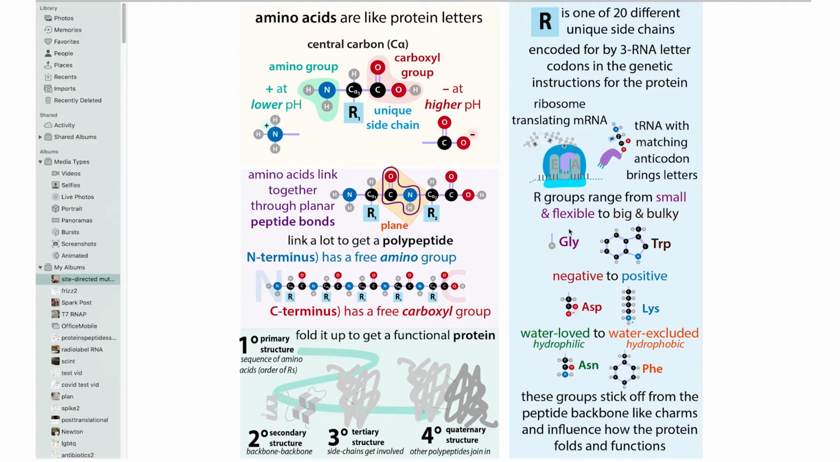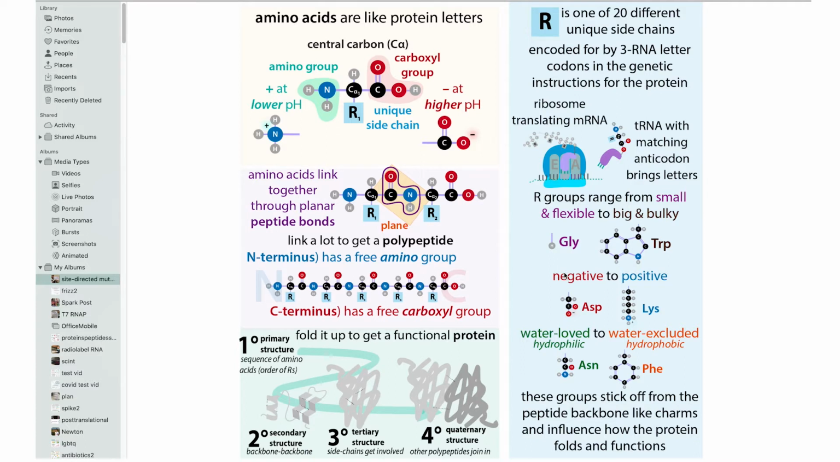Amino acids have a bunch of different properties. They have this generic backbone, and then they have these unique side chains, these R groups. Some of them are really small and flexible. Some of them are big and bulky. Some of them are negative. Some of them are positive. Some of them are hydrophilic, so they're water loved. Some of them are hydrophobic, so water excludes them, and they tend to be in the center of a protein. So when you're making a change, you have to think about what type of change you want to make.